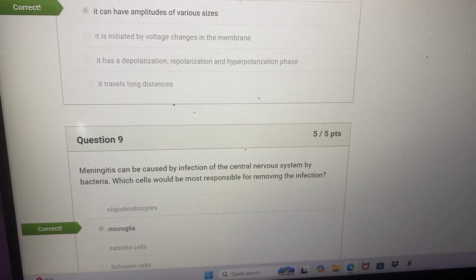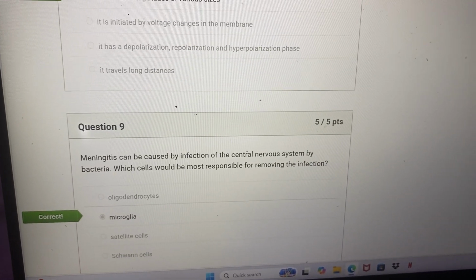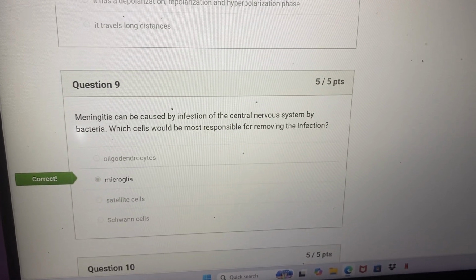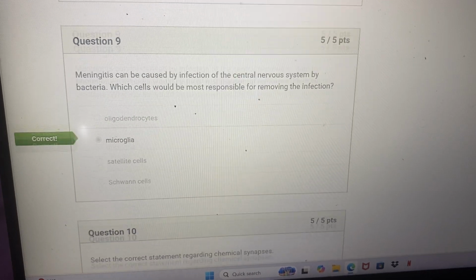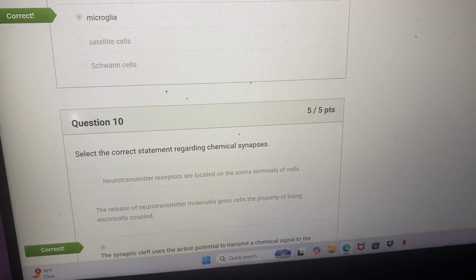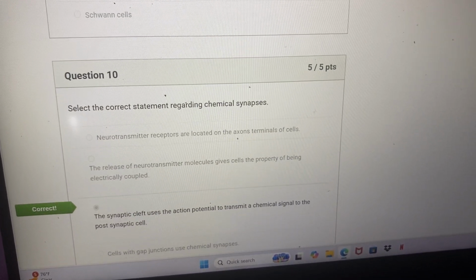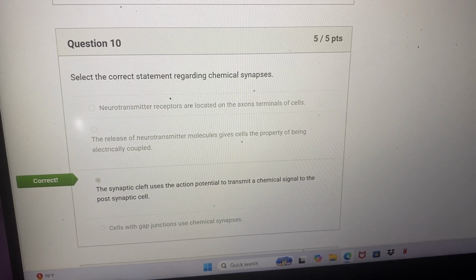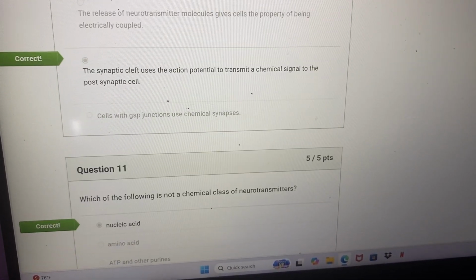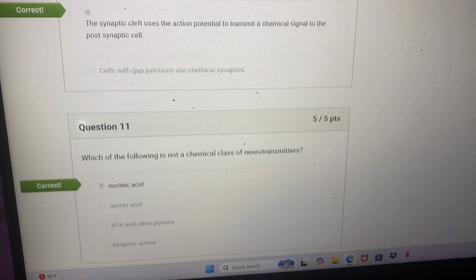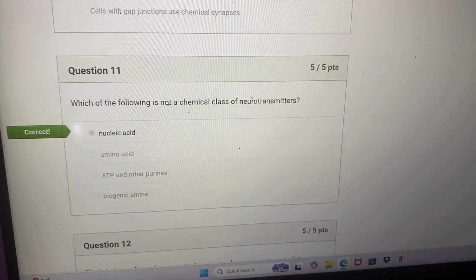Meningitis can be caused by infection of the central nervous system by bacteria. Which cells would be most responsible to remove the infection? It's microglia. Select the correct statement regarding chemical synapse. The synaptic cleft uses the action potential to transmit a chemical signal to the postsynaptic cell. Which of the following is not a chemical class of neurotransmitters?